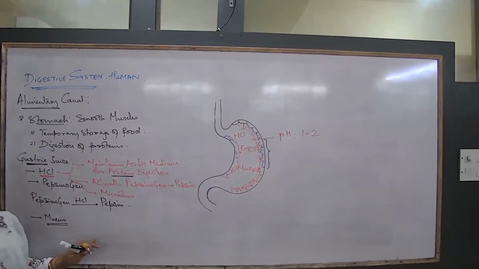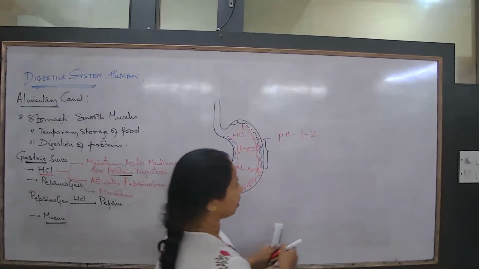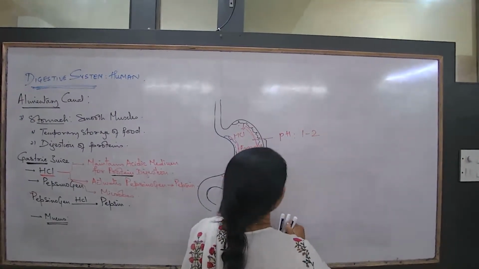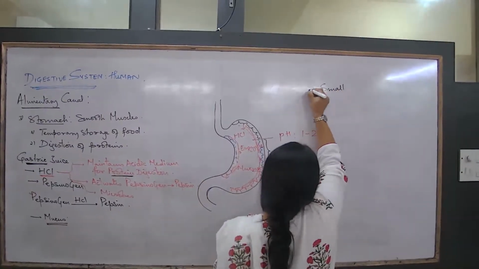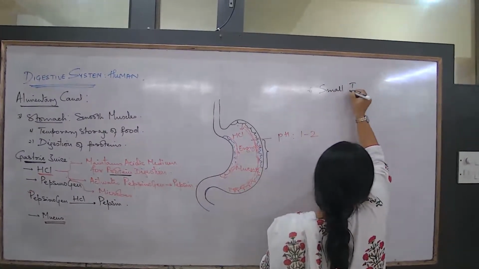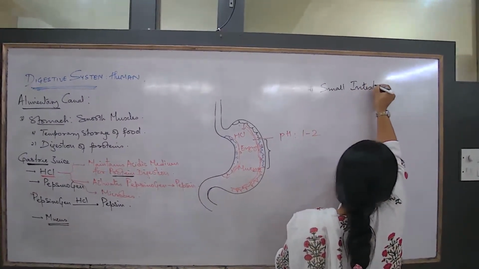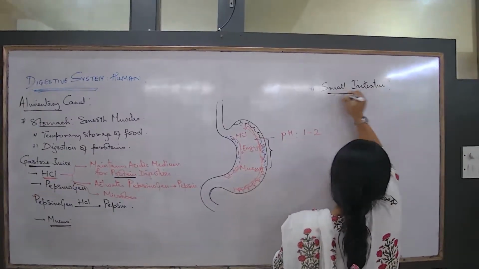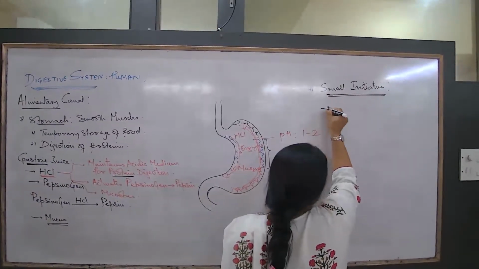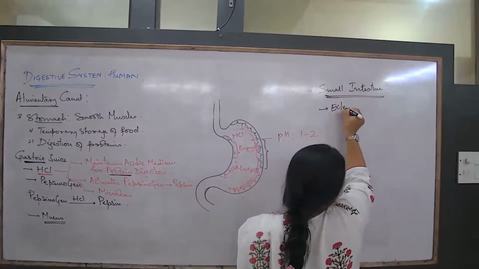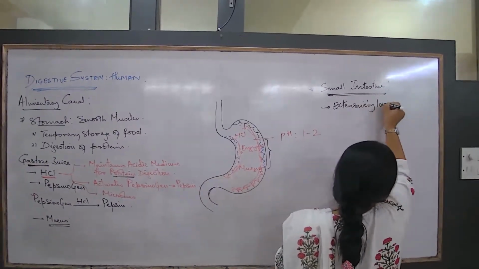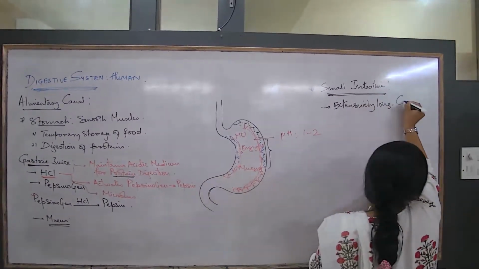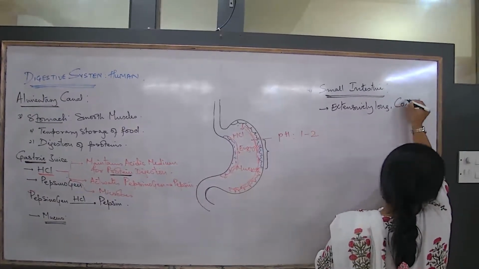After the stomach, we now talk about the next part of the alimentary canal. What is the next part of the alimentary canal? The fourth part of the alimentary canal is the small intestine. So the small intestine, what are some of the features? The small intestine is extensively long. The small intestine is extensively coiled.